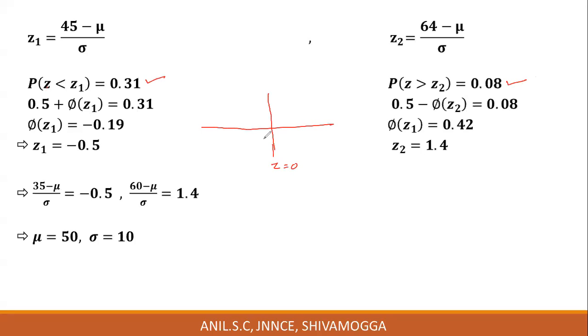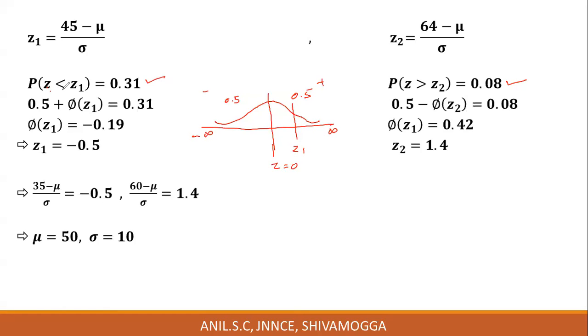Here Z is equal to 0, and this is the curve of f of Z, which is symmetric about this. This goes up to minus infinity, and here it is up to plus infinity. Here we have half of the area under the curve, and here half of the area under the curve. This is the positive side of Z, and this is the negative side of Z. Z less than Z1. Suppose this is Z is equal to Z1.